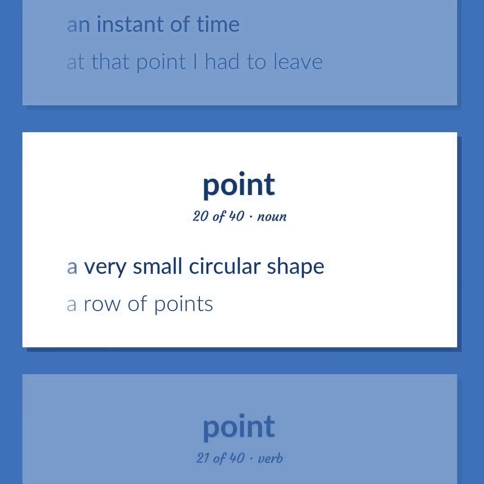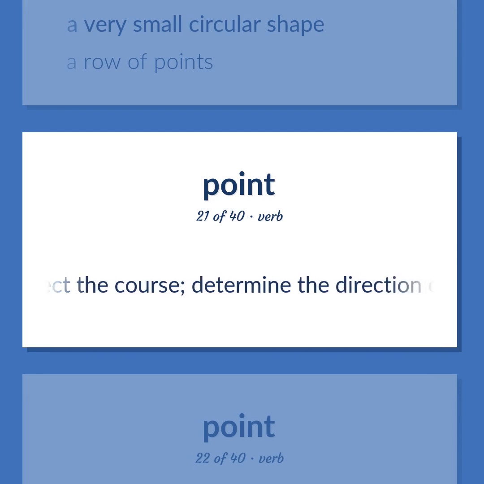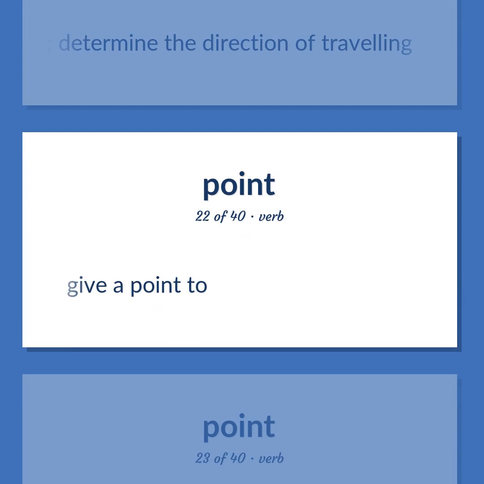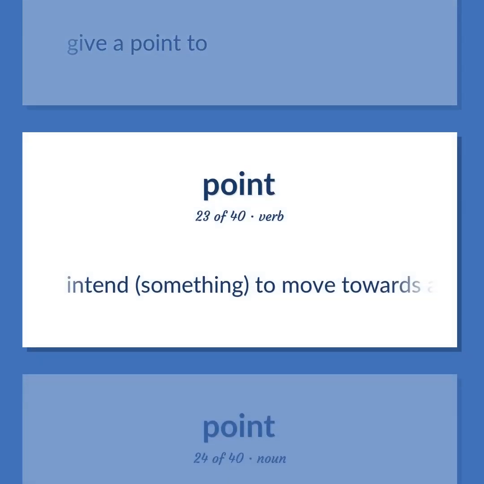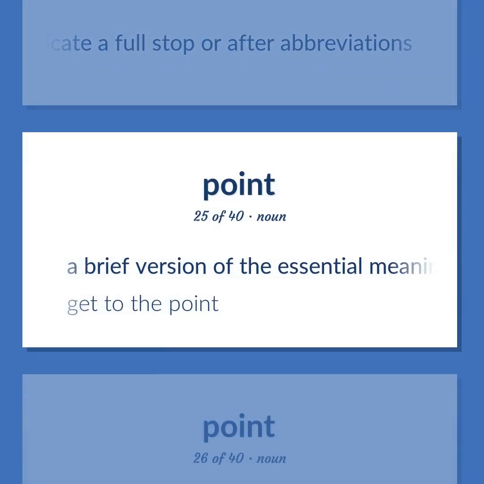A very small circular shape. A row of points. Direct the course. Determine the direction of traveling. Give a point to. Intend something, to move towards a certain goal. A punctuation mark, placed at the end of a declarative sentence to indicate a full stop or after abbreviations. A brief version of the essential meaning of something. Get to the point.